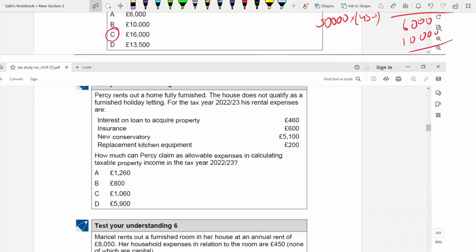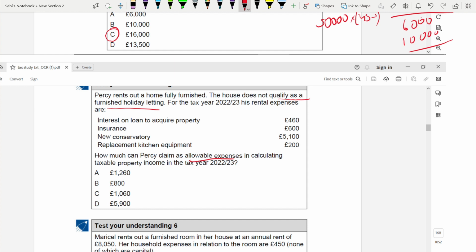Test your understanding 5. This is furnished holiday letting. Okay. How much can they claim as an allowable expense? This is about expenses. Okay. So they have rented out a home fully furnished. The house does not qualify as a furnished holiday letting. Remember, if the question specifically tells you that this is qualified or this is not qualified as this, then you have to take that position. You can't test yourself and say no, I will check the 155 days, 210 days, 105 days test and see. No, you can't do that. See, the question did not give you any number of days. So don't be over smart and waste your time unnecessarily. They have already told you it does not qualify. Okay, now you just have to see expenses that you can claim.